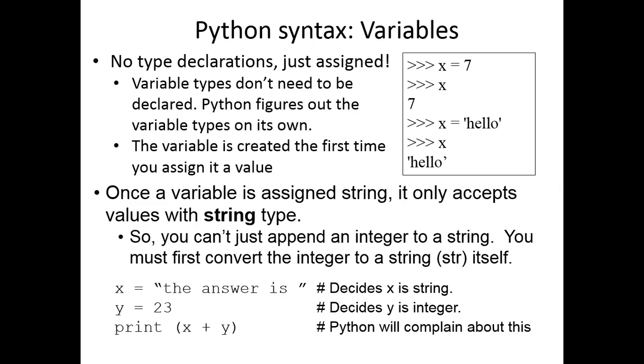Like in the given example, x is a string, y is an integer. If I want to write x plus y, it means if there is a string, concatenate x and y. But concatenating is not possible, string with integer. Or adding is not possible, string with integer. As a result, Python will complain.